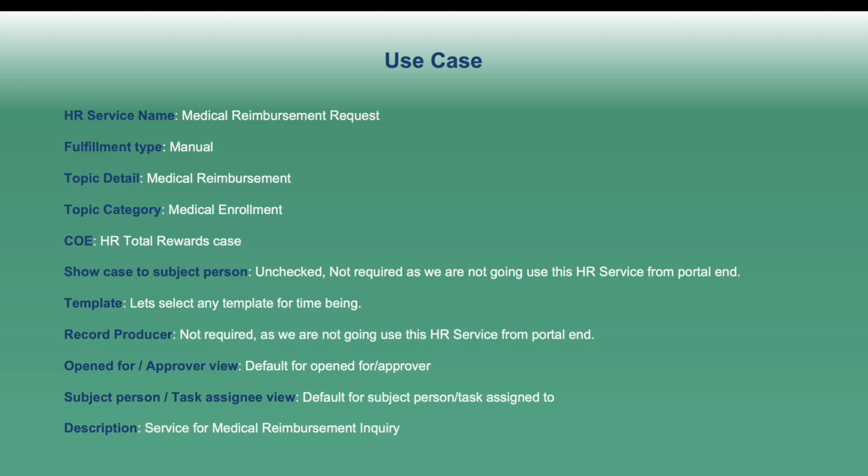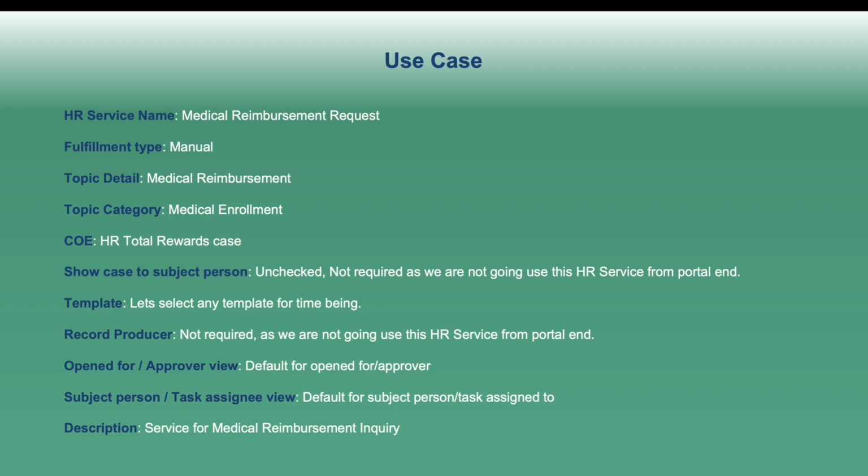So the organization wants to configure a medical reimbursement request, for which they need an HR service. This is the use case. The HR service name is medical reimbursement request. Fulfillment type is manual. Topic detail would be medical reimbursement. Topic category is medical enrollment. COE is HR total reward case.